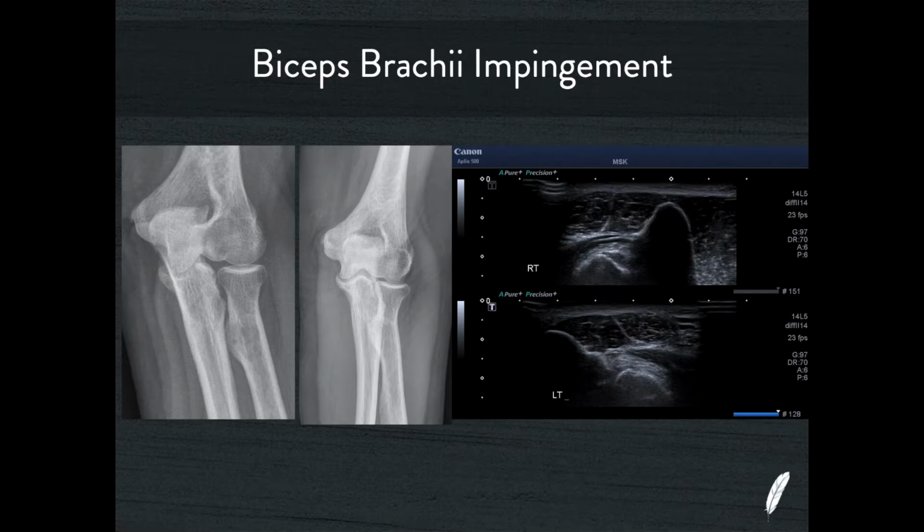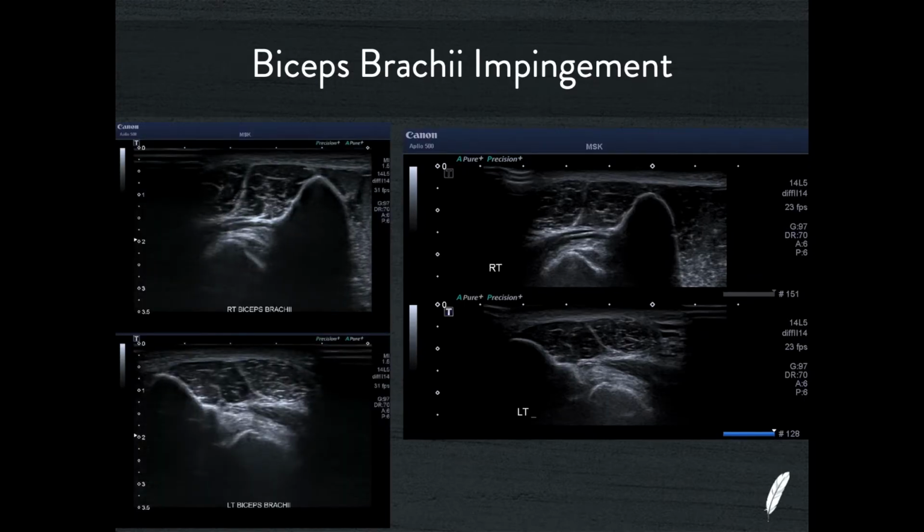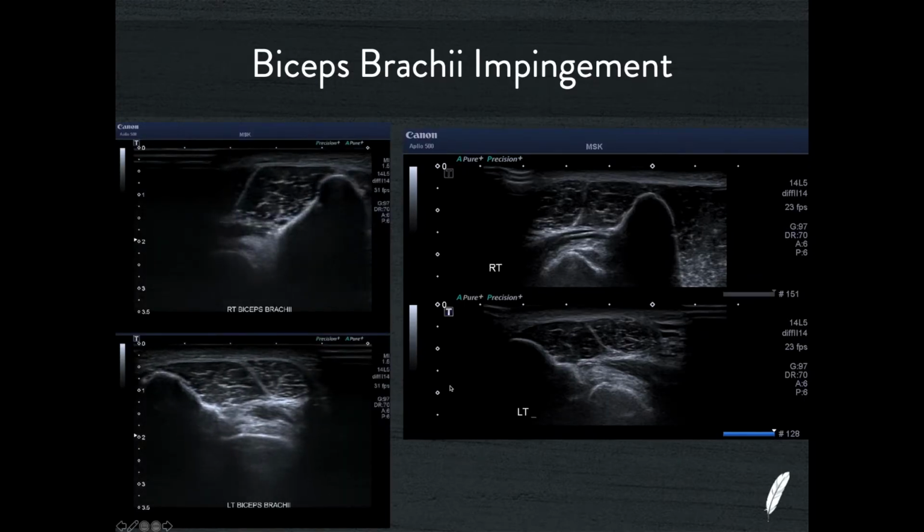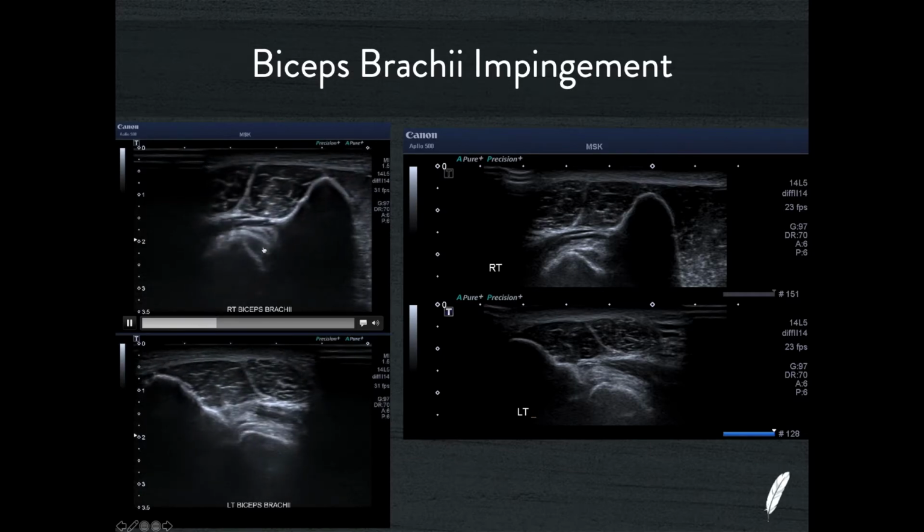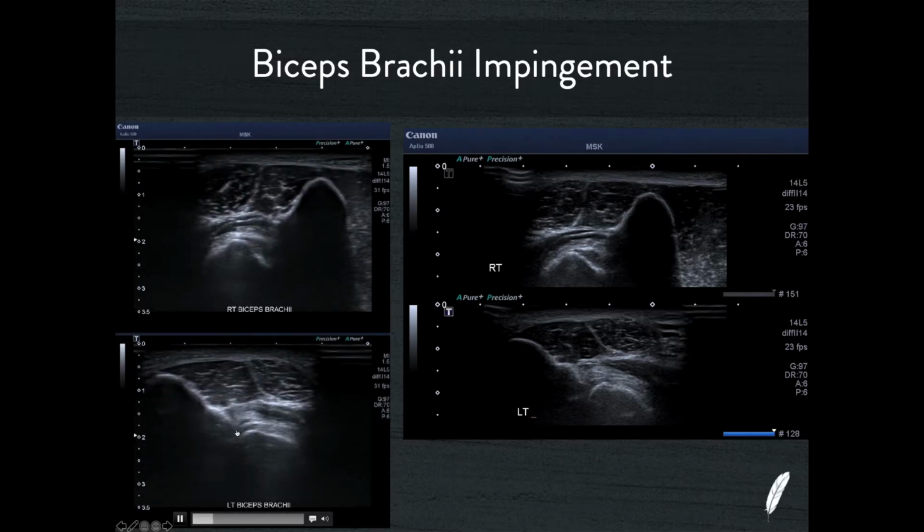So it's an impingement of the biceps brachii between the radial tuberosity and the adjacent ulna, and what this leads to is tendinosis and eventually tearing of the biceps brachii. You can see this is the normal side, there's lots of room here, and this is the abnormal side, and you can see how tight it is.